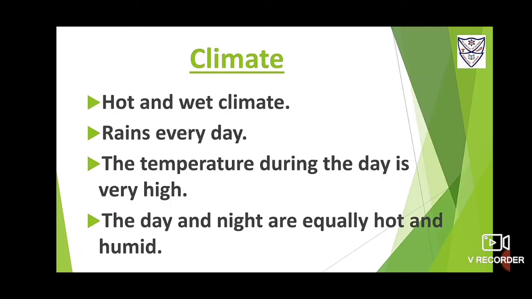First start with climate. The Amazon basin stretches directly on the equator and is characterized by hot and wet climate throughout the year. It rains almost every day here. The temperature during the day is very high. The humidity is also high during the day. The temperature at night decreases, but there is high humidity. Hence, both the day and night are almost equally hot and humid.